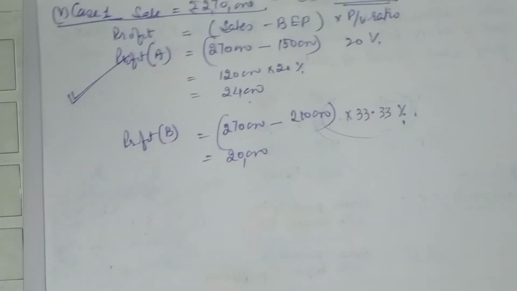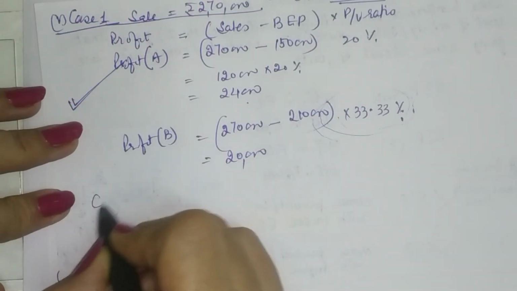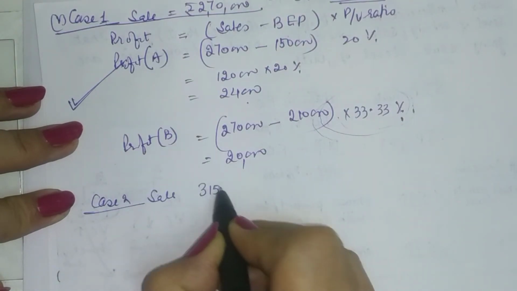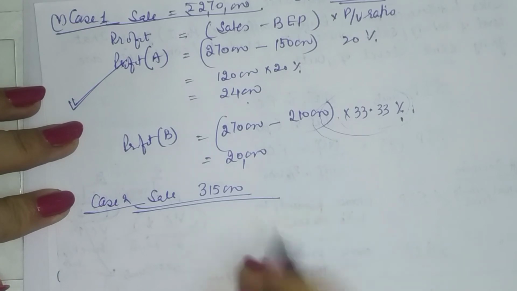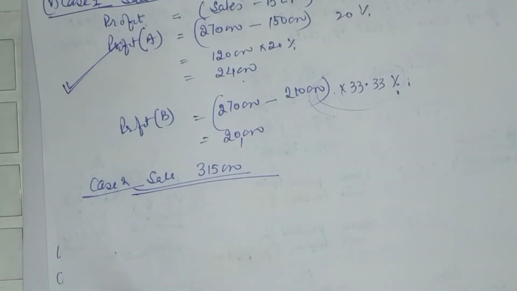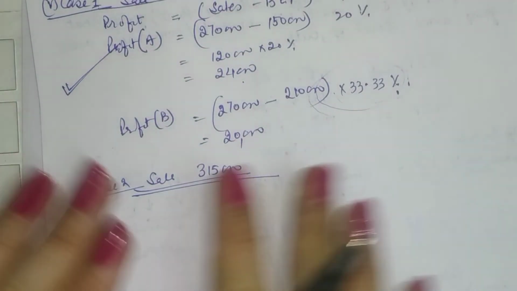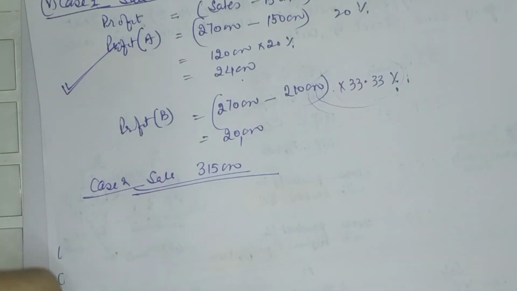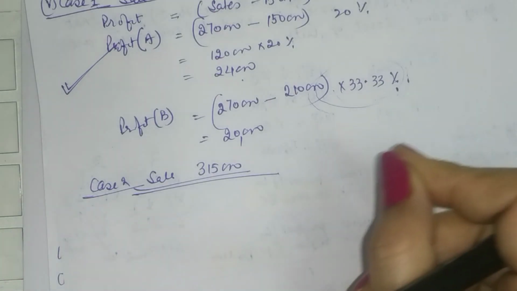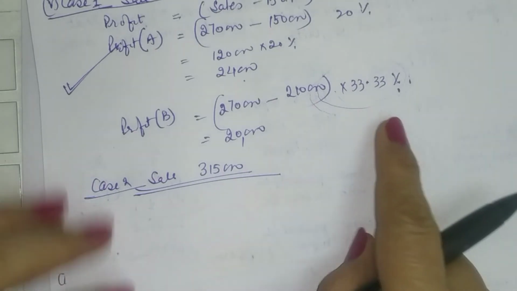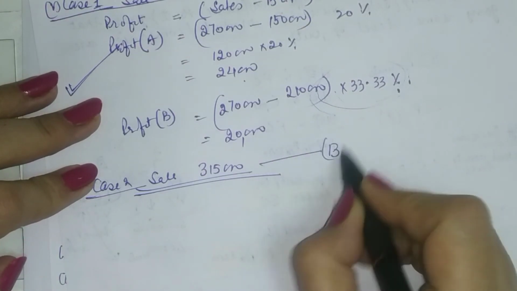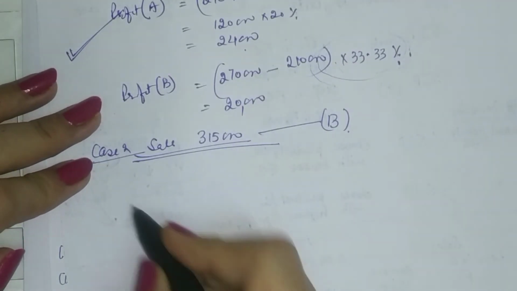Then let us say another case. Suppose your sale is 3,15,000. Now how will the scenario change? Now as per our decision criteria, we should go with B because break-even at 3 lakh has been reached, which means that you have covered all the cost and you are at the same level of profit at 3 lakh. So every additional sale is going to give you more profits in case of B with higher PV ratio. So we should choose product line B. Let us see whether this decision is correct or not.